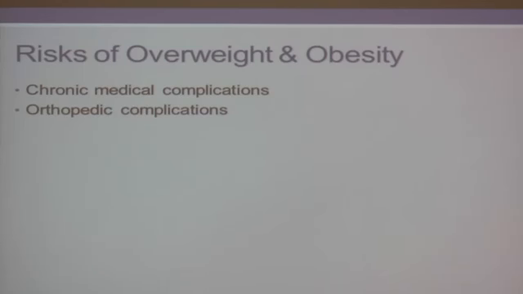Unfortunately, we're seeing that now with kids. 30 years ago, that really didn't exist. But now we're seeing a lot of those complications present in children, even as young as 6 years old sometimes, which is pretty significant.